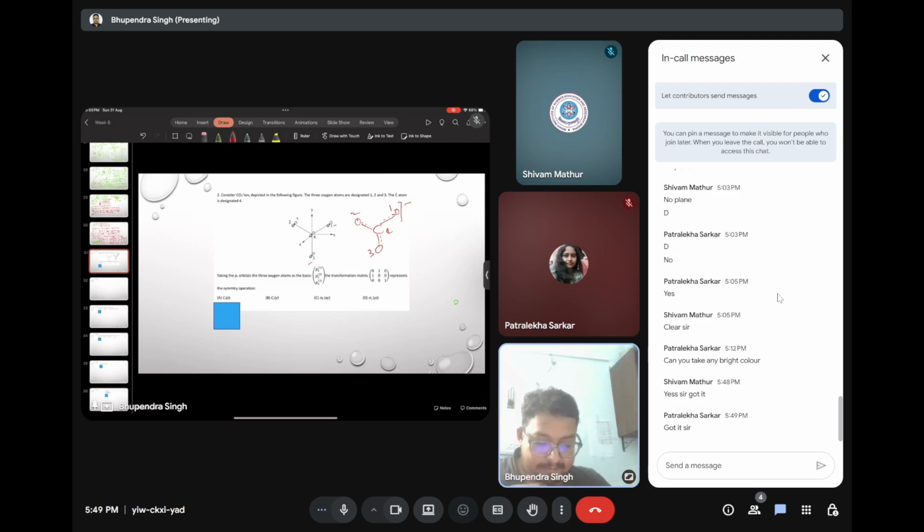Question is saying taking PZ orbitals of the three oxygen atoms as the basis. So they have represented these orbitals. These are PZ orbitals of oxygen 3, this is PZ of 1, this is PZ of 2. So these are the bases now, and the transformation matrix is this. So now they have given the transformation matrix and basis also.